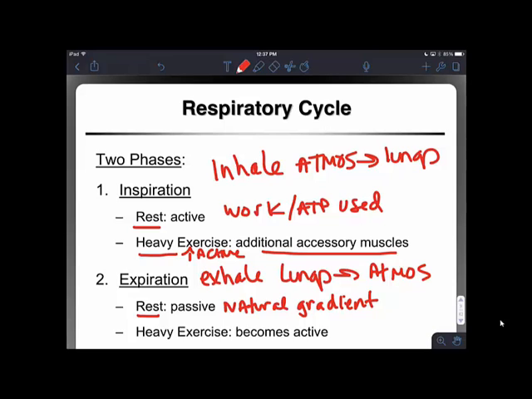However, during exercise, particularly as the exercise becomes heavier, expiration becomes active. So we need some help getting air out because during exercise we need to exhale more quickly, and so we can't rely on the passive forces. And so during a heavy exercise, expiration does become active, and you will see that on a future slide. Okay?